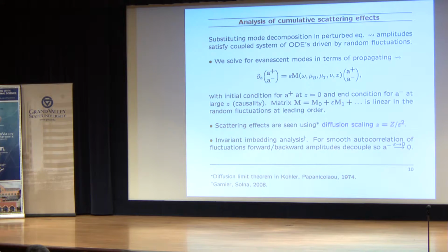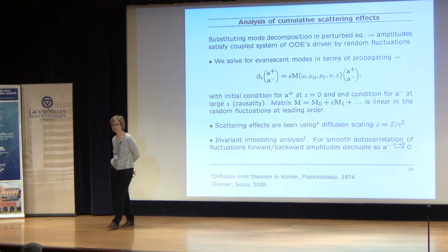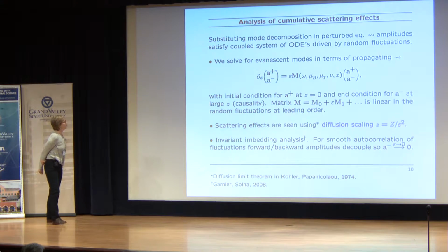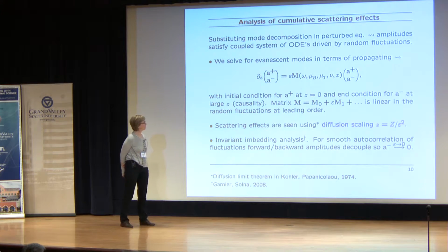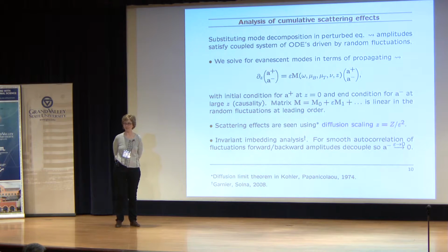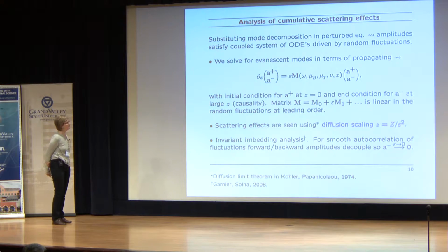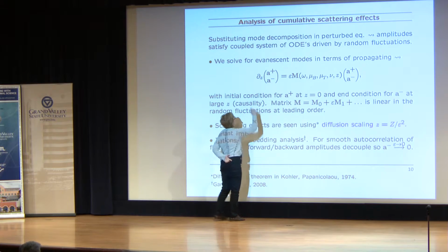The idea is, you take the mode decomposition and you substitute that into the perturbed equation. Actually, you have to do it not with a second order equation like I showed, but with a first order system. Then you obtain a system of differential equations for the mode amplitudes. And these differential equations are driven by the random fluctuations, and they look like this.